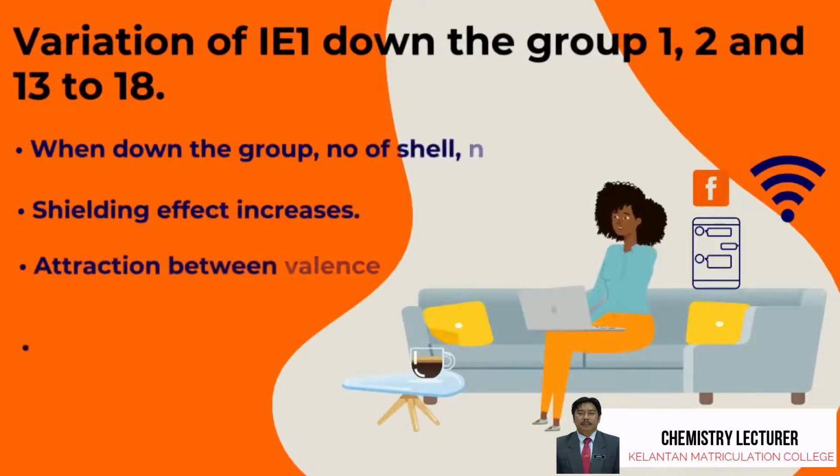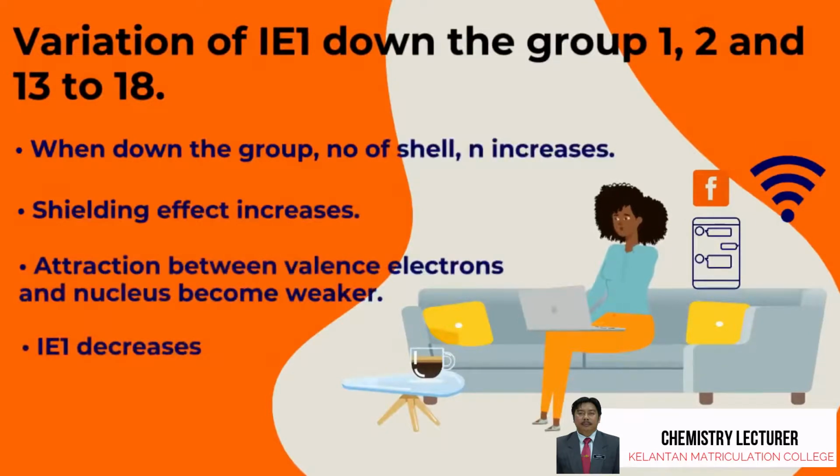This is because when going down the group, the number of shells increases. The shielding effect also increases. So, the attraction between the valence electron and the nucleus becomes weaker.